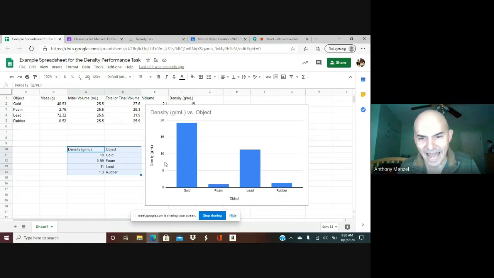So now that we have this graph, what does this mean? There are many different things that you can derive from this graph. You can compare the densities of the different objects. You can say, well, gold is more dense than lead, and that's more dense than rubber, and rubber is more dense than foam. You can see that the objects with greater densities sink in water, while the objects with lower densities float on the water.